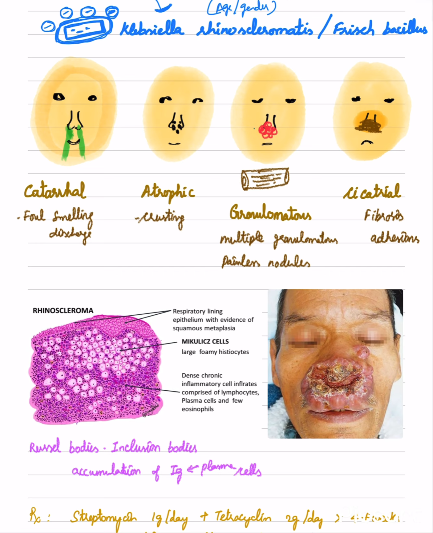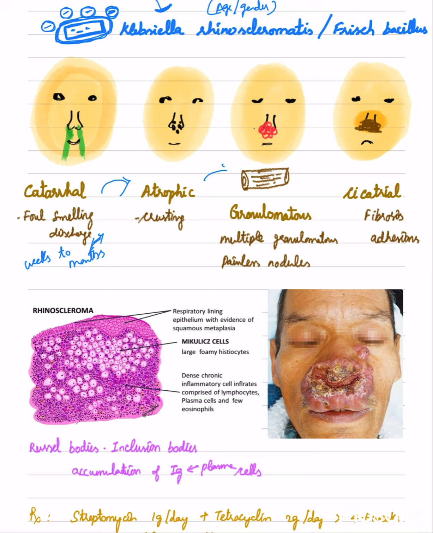The first stage is the catarrhal stage, which is also called the foul smelling discharge stage. The patient will complain of profuse bilateral foul smelling nasal discharge, lasting for weeks to months, which is followed by the atrophic stage. In this stage, the nose will have multiple crusts which resemble atrophic rhinitis.